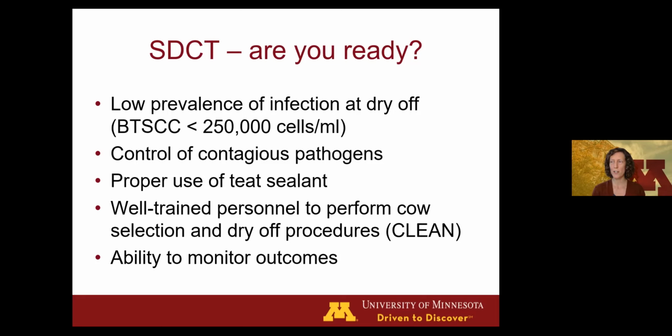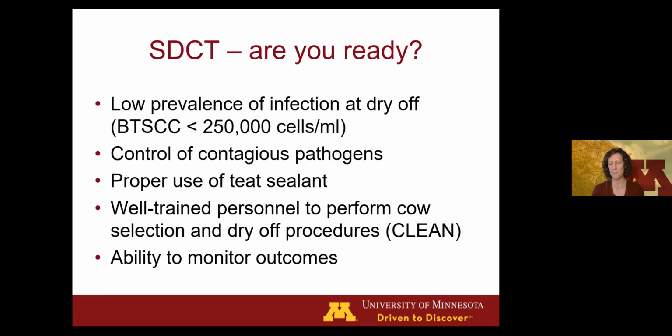The next important criteria is you have good control of contagious pathogens. If you've got Mycoplasma, Staph aureus, maybe Prototheca, and God forbid, Strep agalactiae, if those pathogens are a problem in your herd, we probably want to get a good control program going and get those taken care of before we start selective dry cow therapy. Another important factor is that we need to be able to use an internal teat sealant, ideally, properly at the time of dry off.